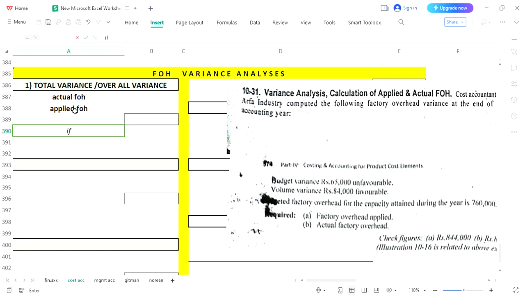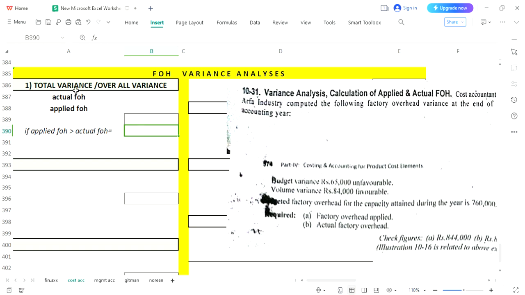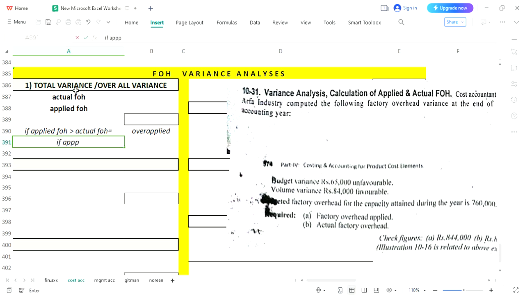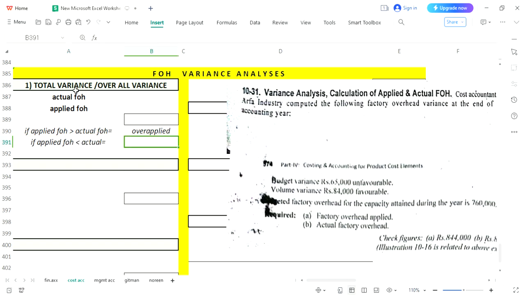If your applied FH is more than actual FH, you name it as over applied. In the second situation, if applied FH is less than actual, it would be considered as under applied FH.